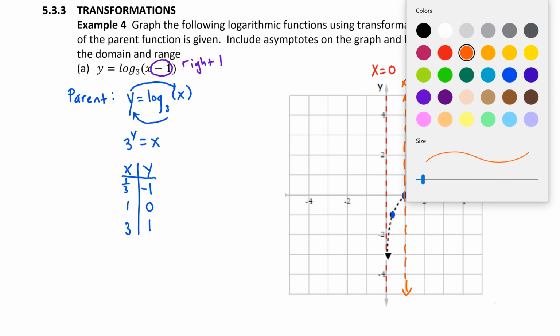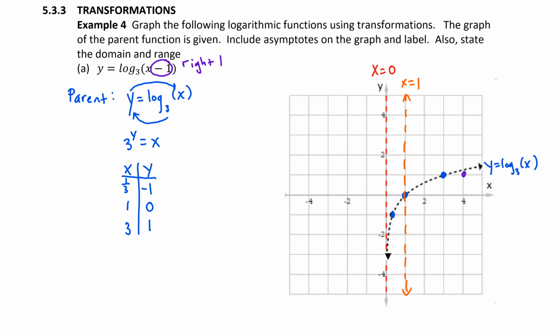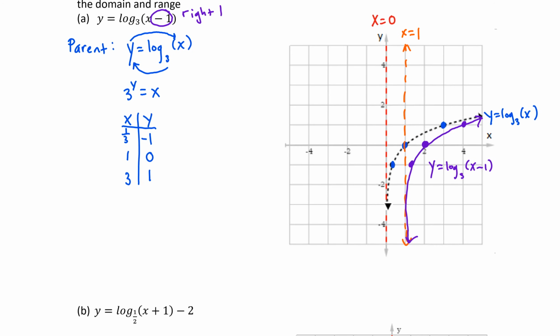Then we can take all of those 3 key points, move them each right 1 unit, and graph the new function, limiting it by that vertical asymptote. And we have our transformed function, log base 3 of x minus 1. Then the domain of this new function, the purple curve there, the leftmost x value is 1, but it's not included, so we indicate that with parentheses. The rightmost x value is infinity. And the range for this logarithmic function is the same as the range for any logarithmic function, -infinity to infinity.